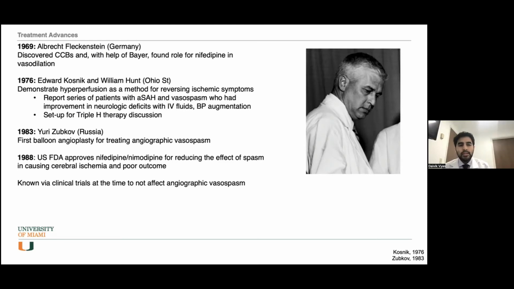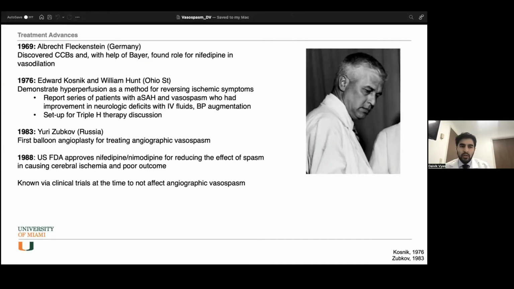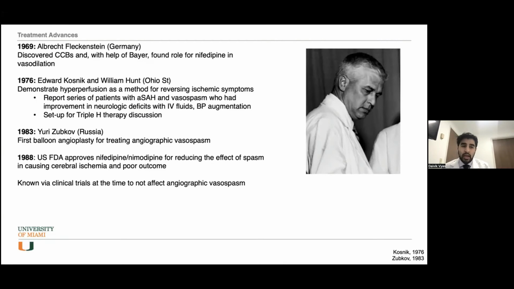But in 1983, Yuri Zubkov out of Russia publishes the first evidence of a balloon angioplasty for treating angiographic vasospasm. Now, he doesn't publish a case series, so the attribution of the first clinical series on balloon angioplasty doesn't happen until later in the 1980s out of UCSF.